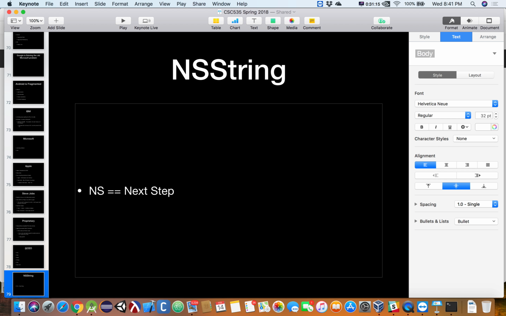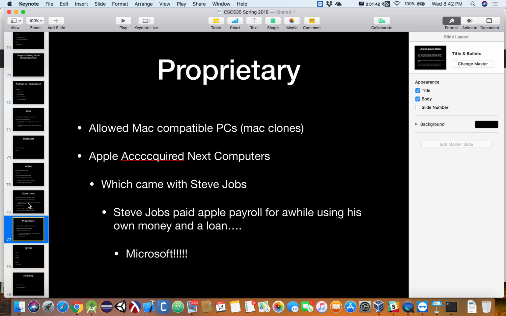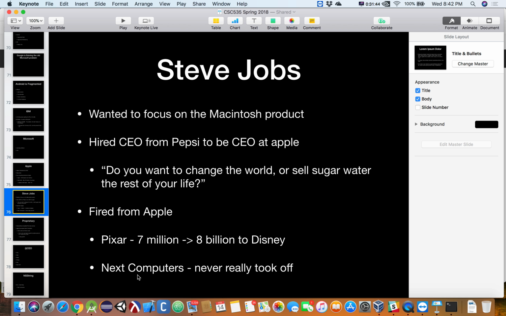NS stands for NeXTSTEP, as in NeXT computers. Apple died. What we have today is NeXT computers with an Apple logo on them. How many of you knew that? Pretty interesting. Kind of gives you chills that this company that a few minutes ago we mentioned didn't do well, NeXT computers never really took off.